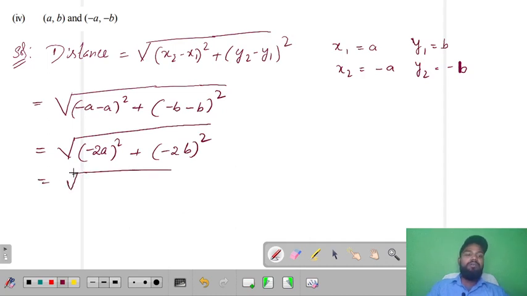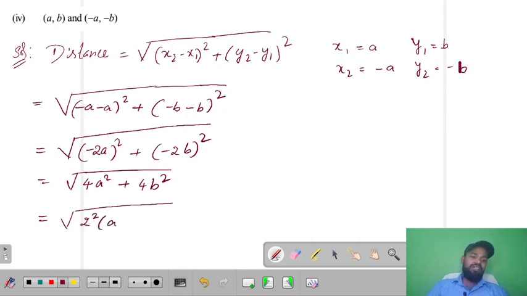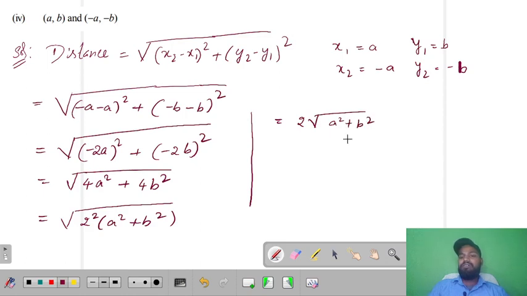Under root minus 2 whole square. What is minus 2 whole square? That is nothing but 4a square plus minus 2b square means 4b square. Are you clear? Right. So now taking common as 2 square. Yes, we can take common as 2 square. Then what is left here? a square plus b square. Yes. So the final answer is 2 root a square plus b square. This is your final answer.